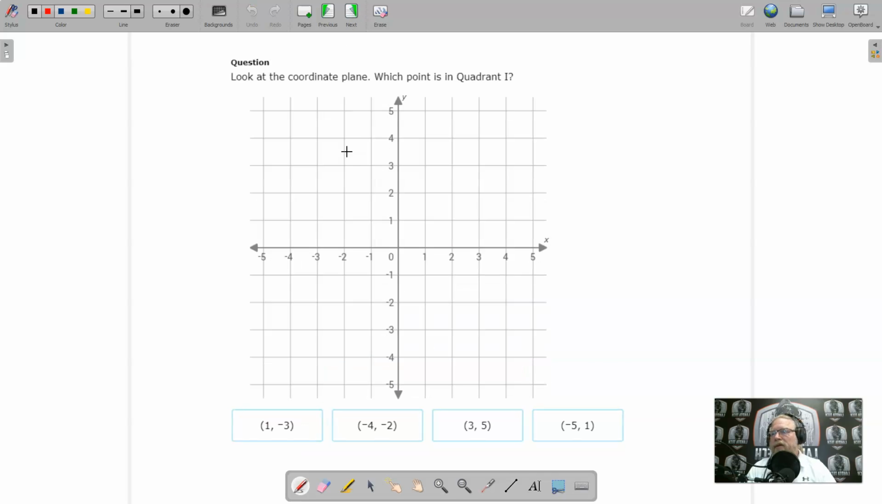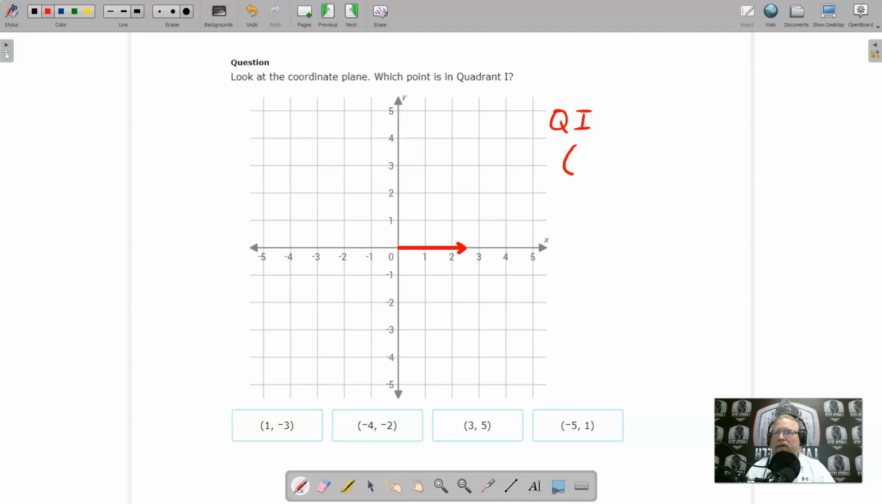Now, we're going to go ahead and talk about something else about the quadrants that's unique about them. If you notice that everything over in quadrant 1, and I'll use a Roman numeral, everything in quadrant 1, notice that all the x values are positive.